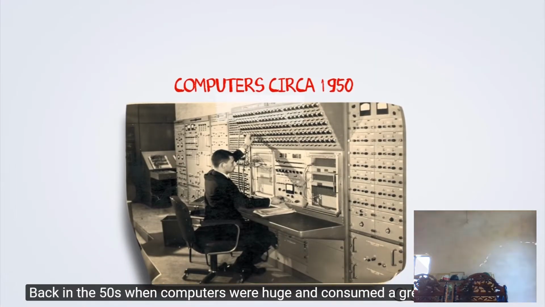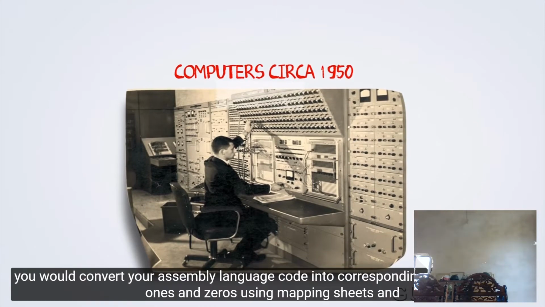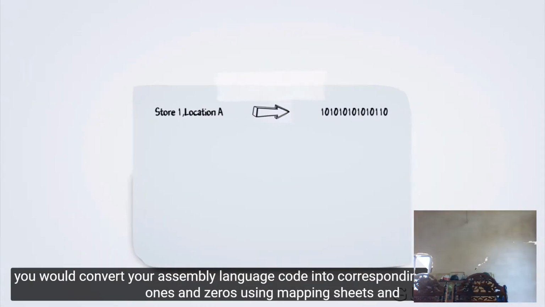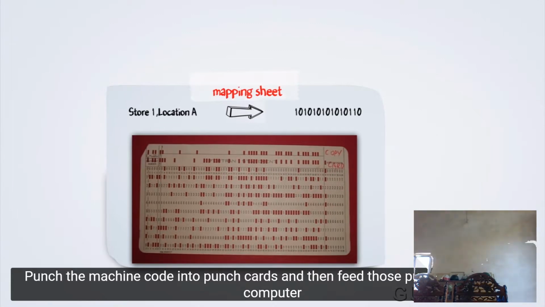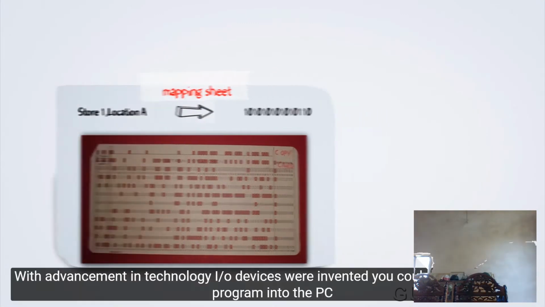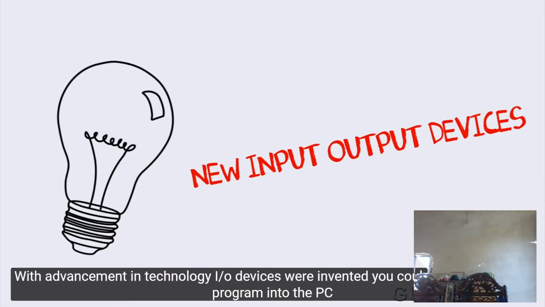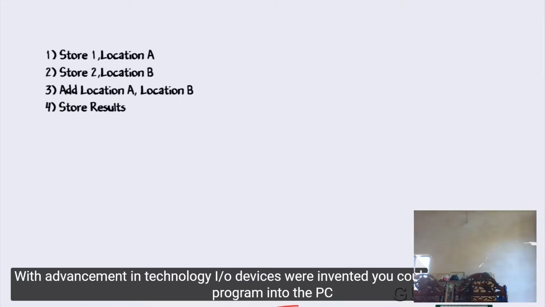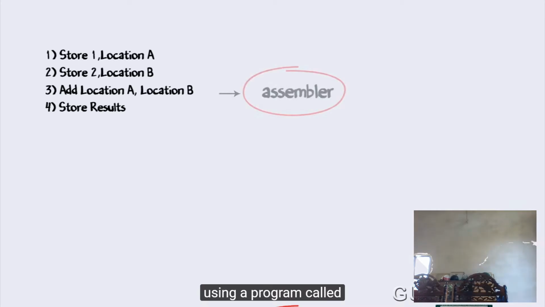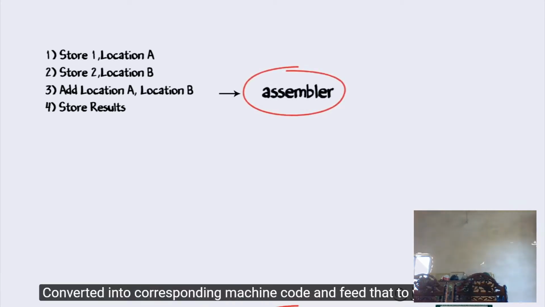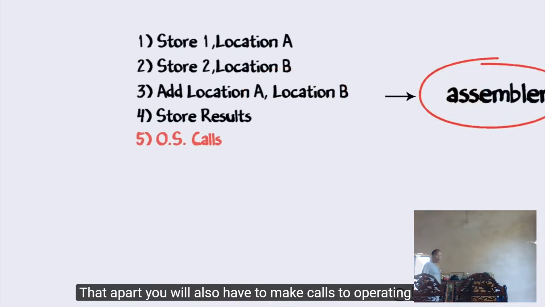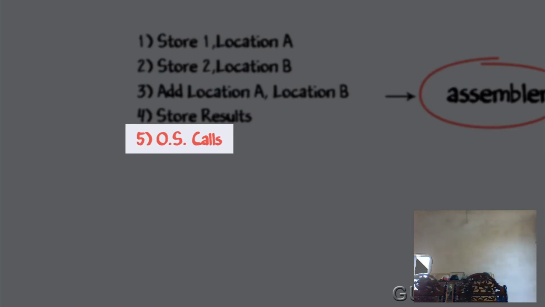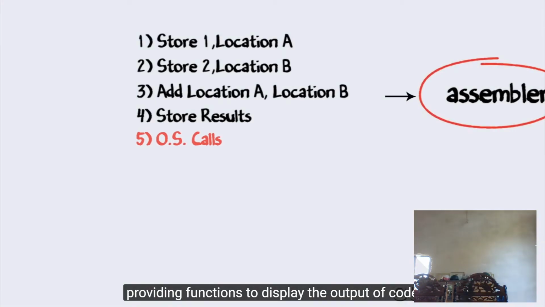Back in the 50s, when computers were huge and consumed a great deal of power, you would convert your assembly language code into corresponding machine code of ones and zeros using mapping sheets, punch the machine code into punch cards, and then feed those punch cards to the computer. With advancement in technology, I/O devices were invented. You could directly type the program into the PC using a program called an assembler, convert it into corresponding machine code, and feed that to your processor. That apart, you will also have to make calls to the operating system, providing functions to display the output of code.